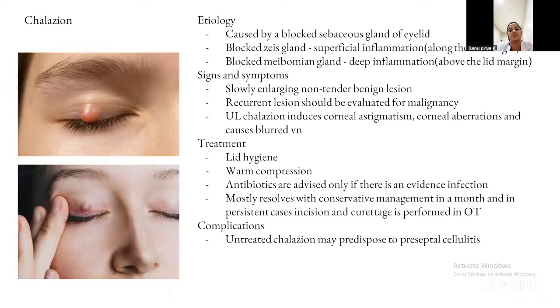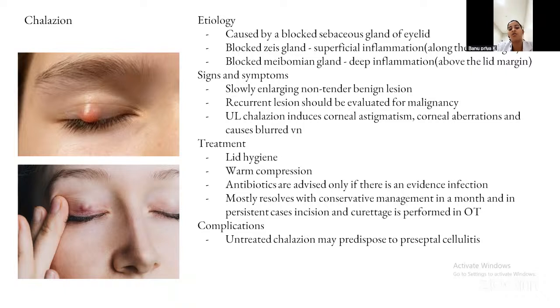Chalazion. Chalazion is nothing but a benign lesion on the eyelid. This is caused by a blocked sebaceous gland. This is not an infection. In chalazion, the blocked Zeis gland will cause superficial inflammation along the lid margin, which can be seen in the top image. So lid margins are involved, because the glands of Zeis are present near the lid margin.